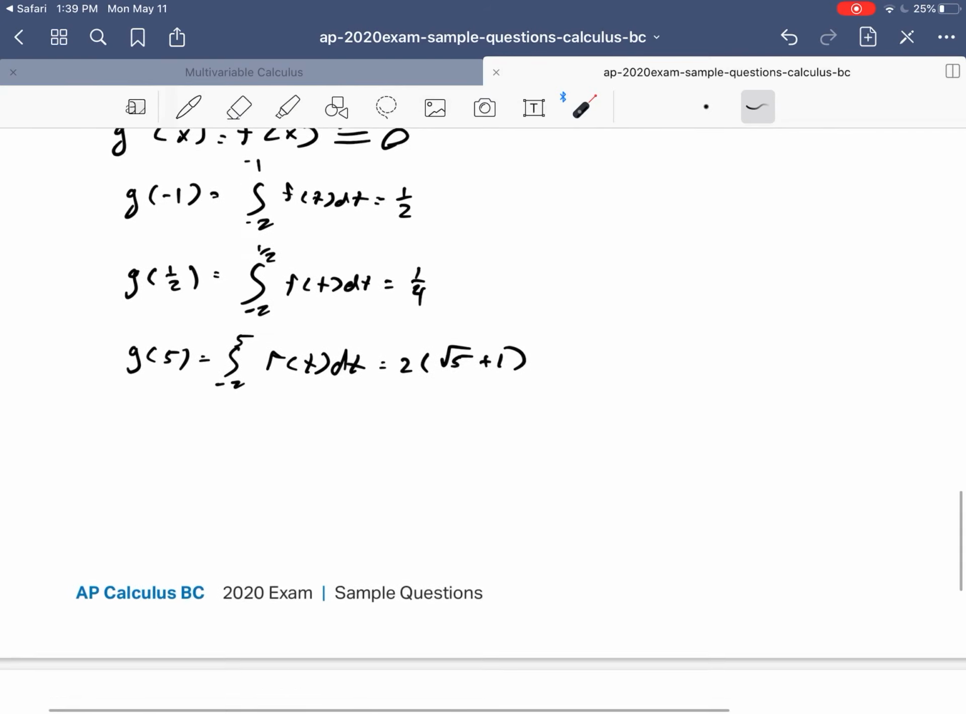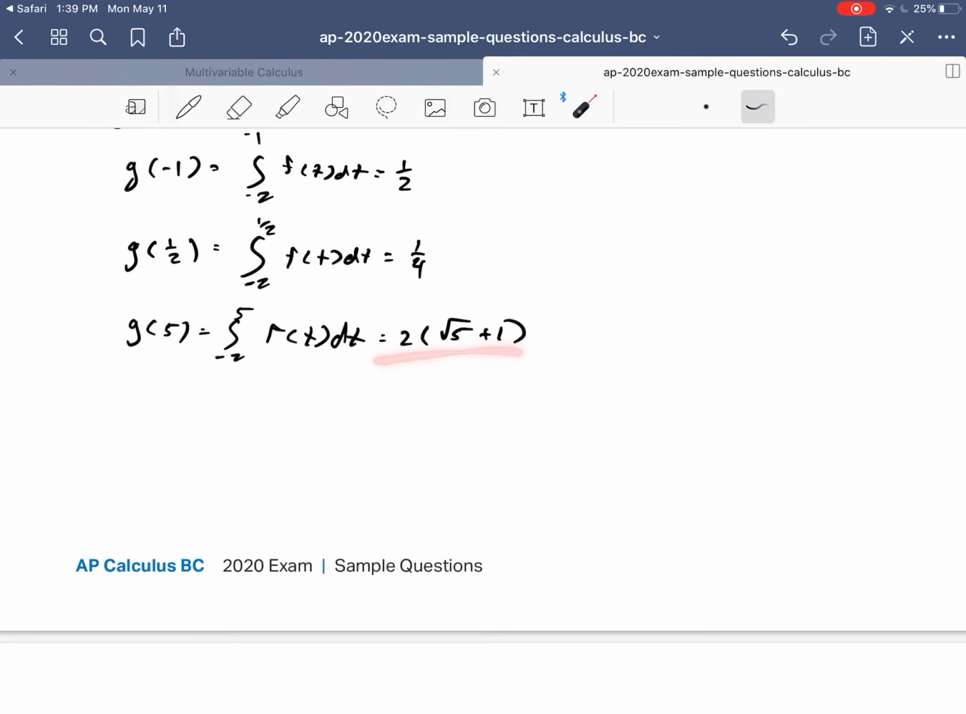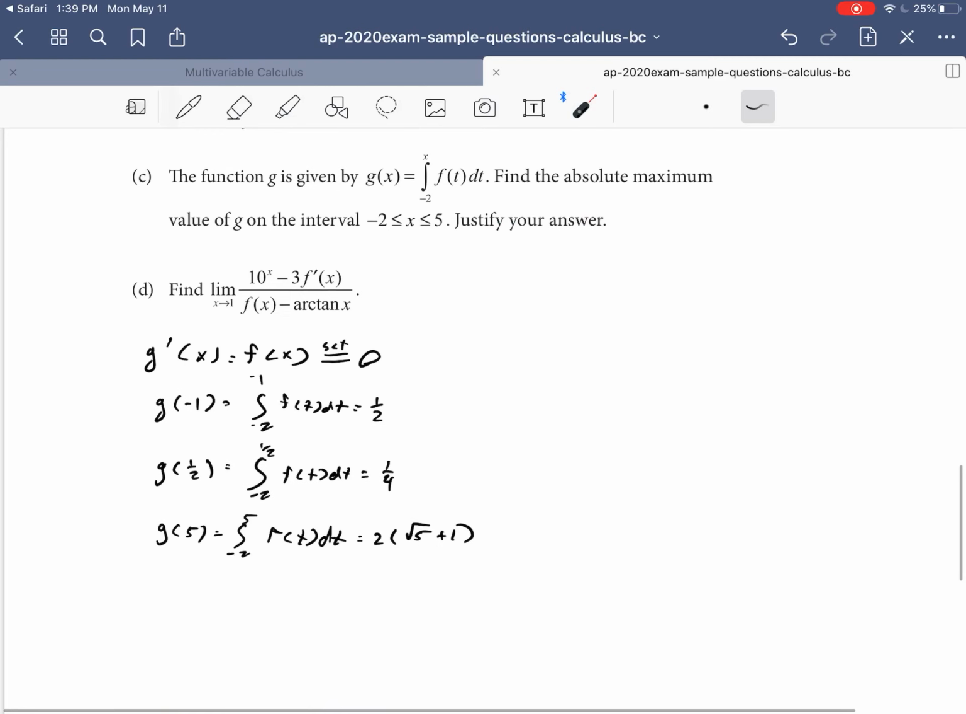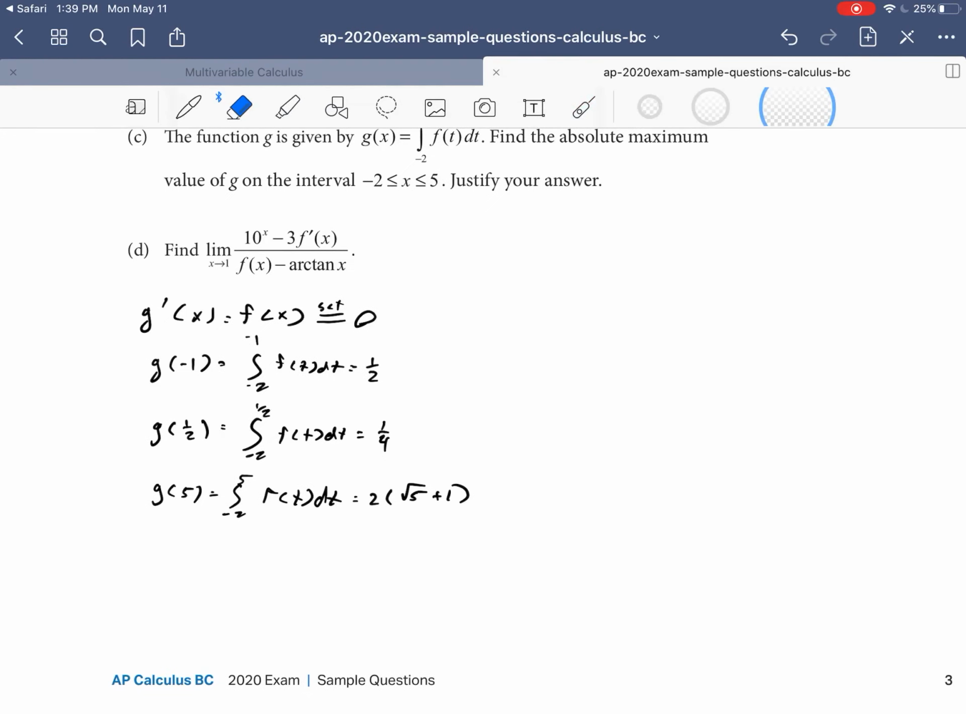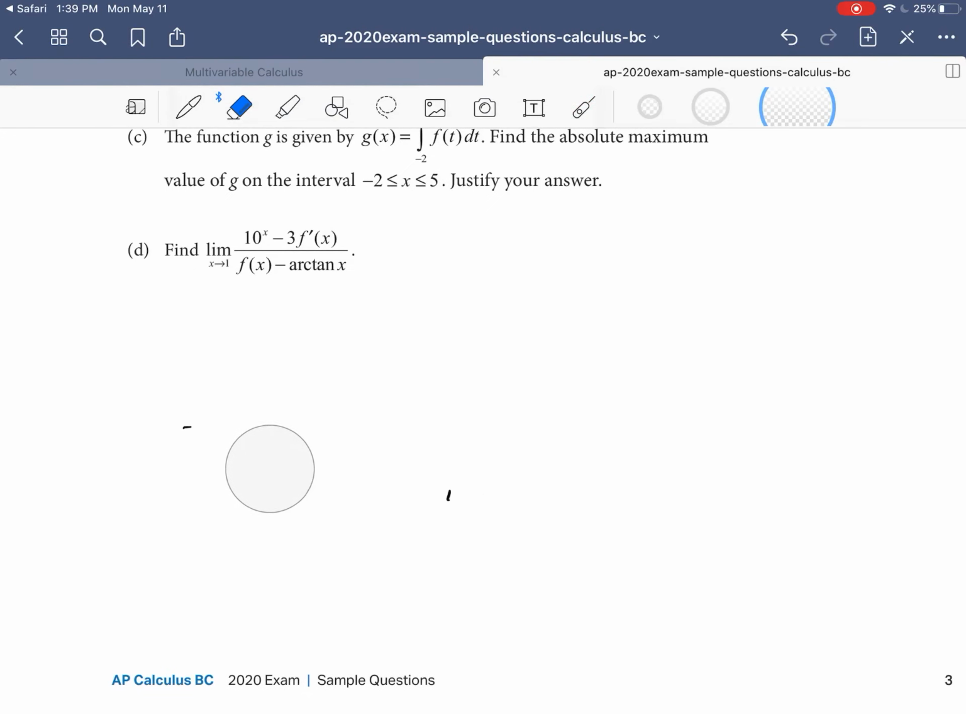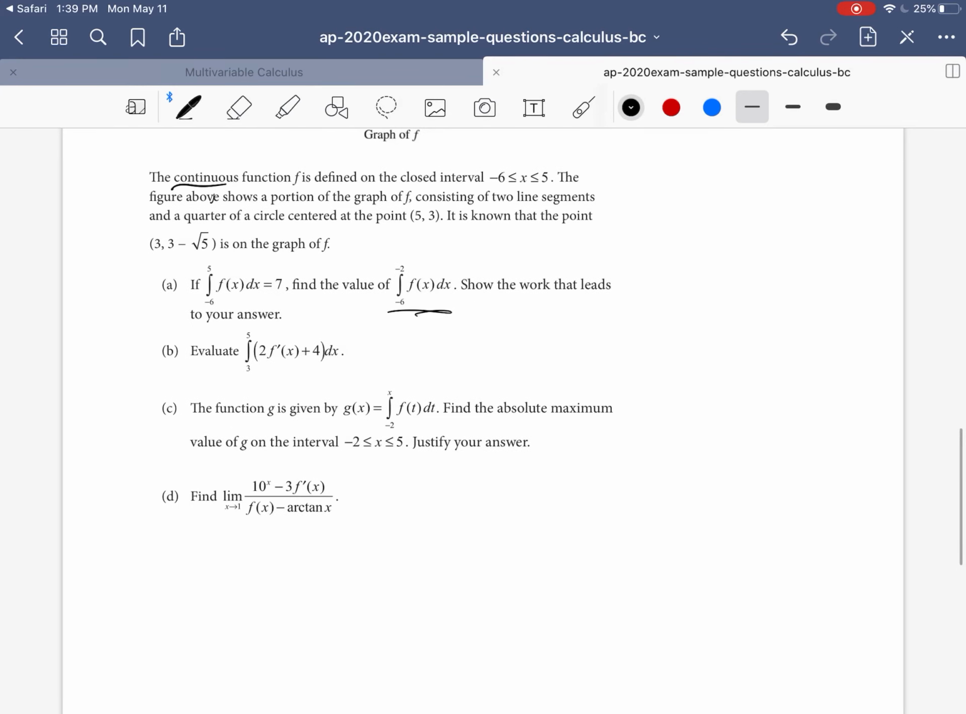So notice that it makes sense that at x equals 5, we have a maximum of g, and that maximum was given by a calculation before, 2 times square root 5 plus 1. So that takes care of part C. Okay, now I'm going to do part D.